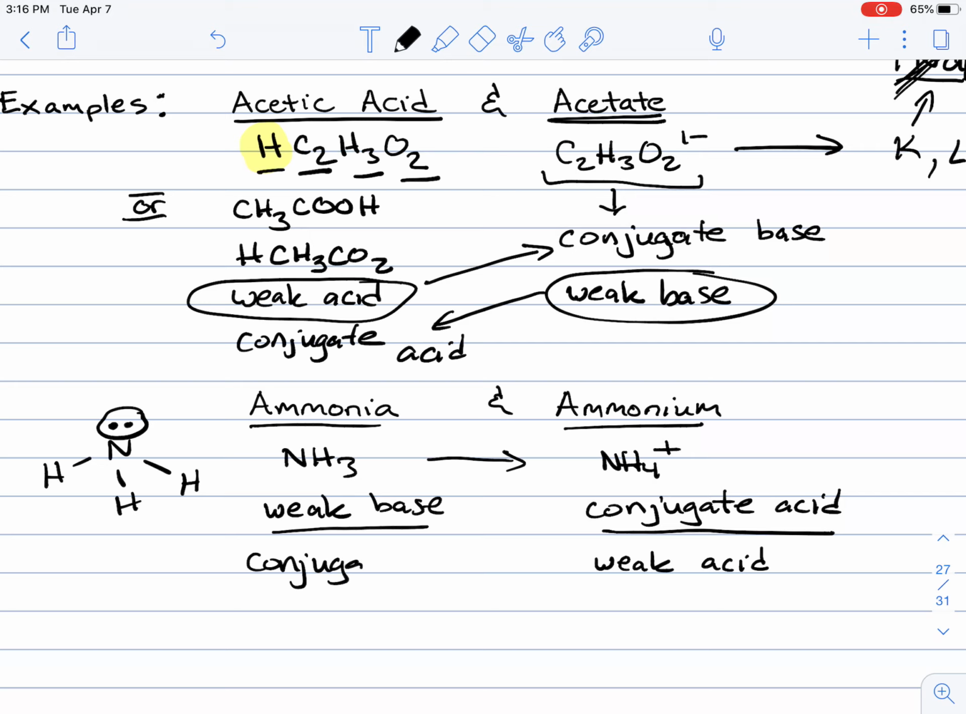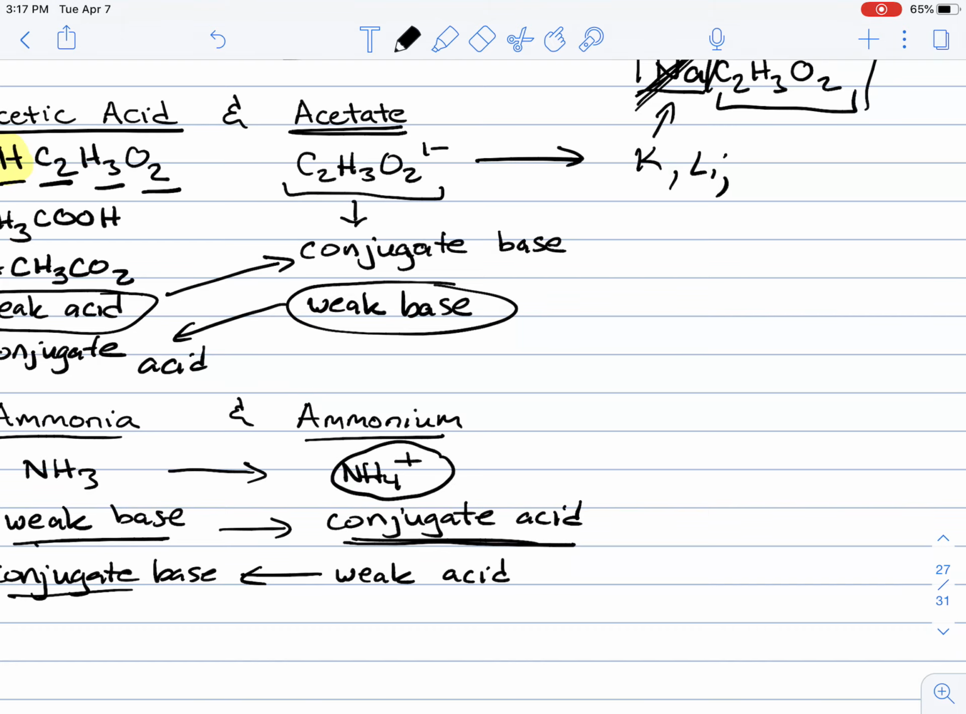Okay, and so once again we can go forwards and backwards with this train of thought. The main idea is that once you have a weak acid and its conjugate, or a weak base and its conjugate inside a solution, then you guys have a buffer.